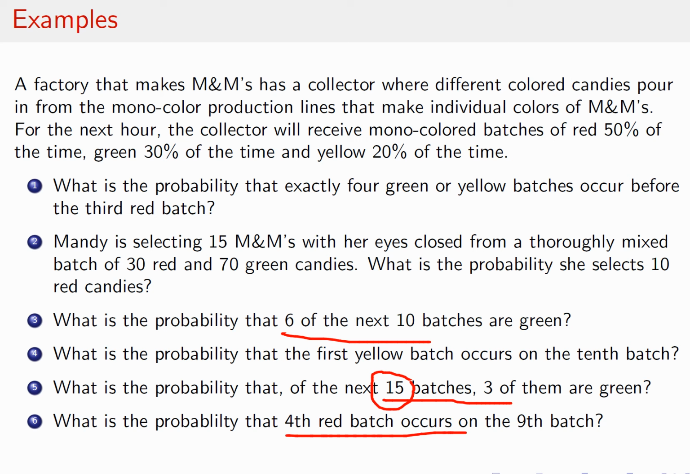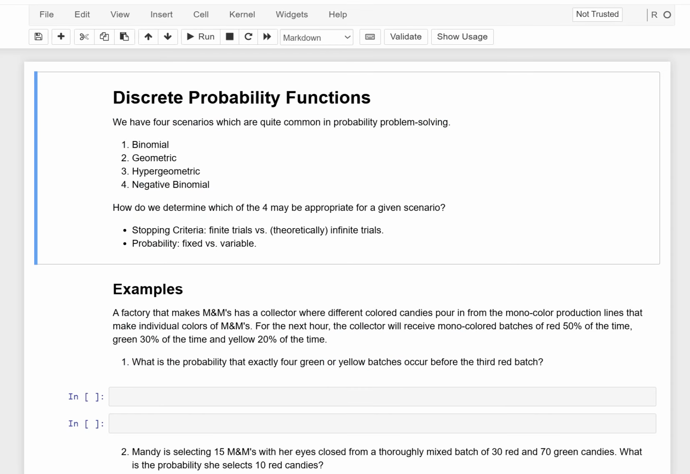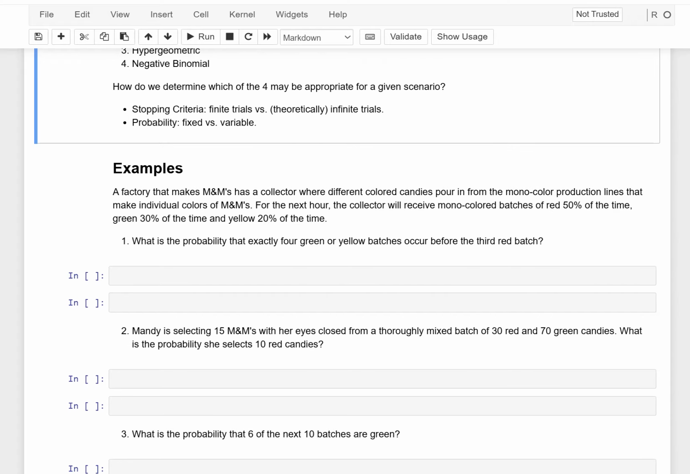And then the fourth red batch occurs on the 9th batch. Again, we have a k equals 4 stopping criteria that doesn't have to be met, right? Theoretically, we could go a long time before the fourth red batch actually occurs. So the option 6 here is negative binomial. Okay, so I created a notebook so we can go over these in a bit more detail.